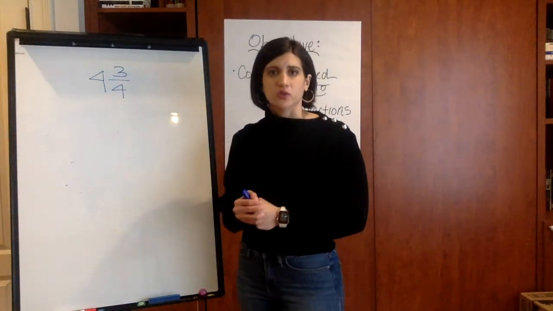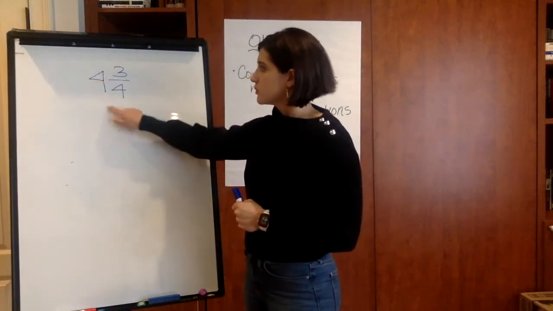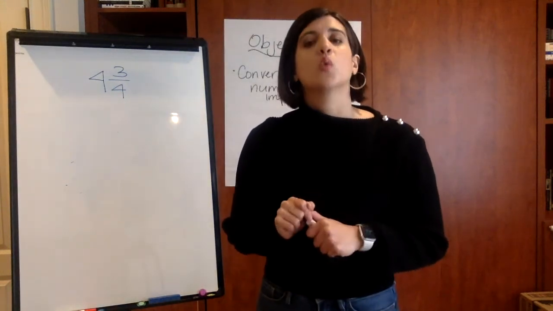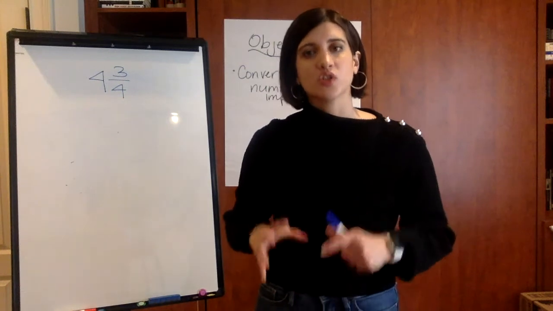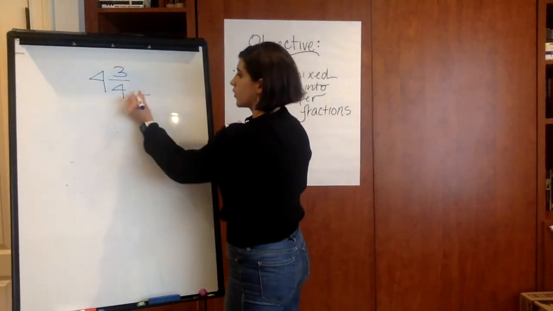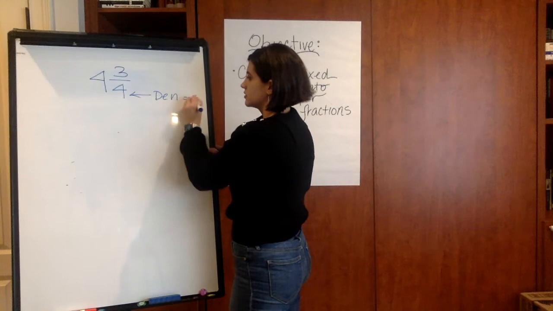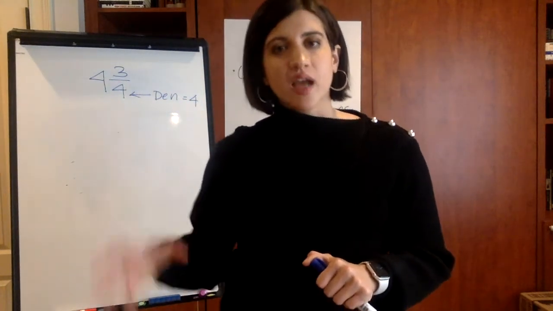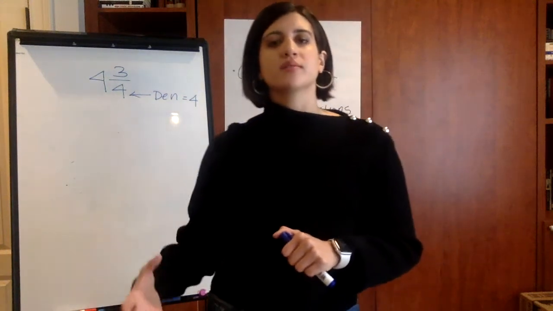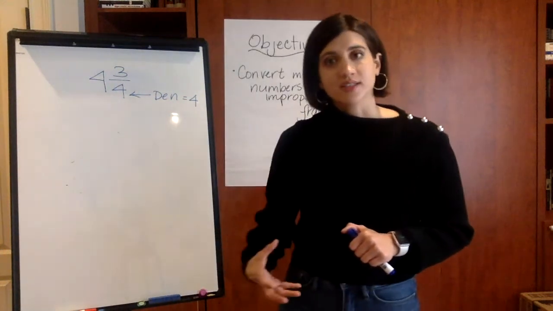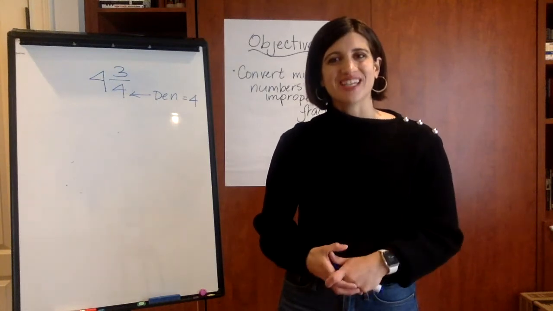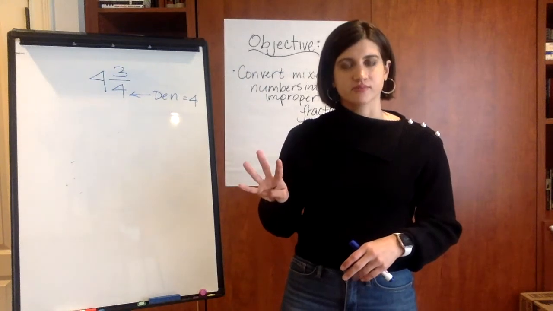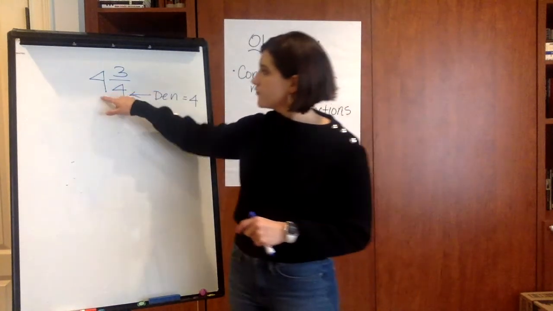So the first thing I want to do is notice my whole number is 4 and my proper fraction here is 3/4. What do I notice as well? I want to notice that my denominator is 4. And why do I want to notice that the denominator is 4? Because I know the denominator represents the total pieces that make up one whole, correct? So I know that in order for me to have one whole, I have to have 4 pieces. What do I also notice? That I have 4 wholes.